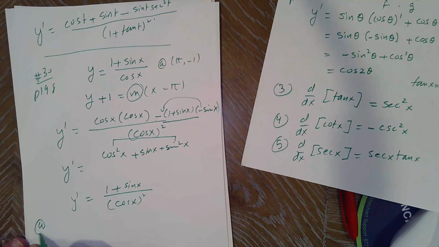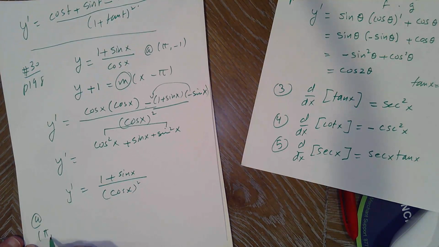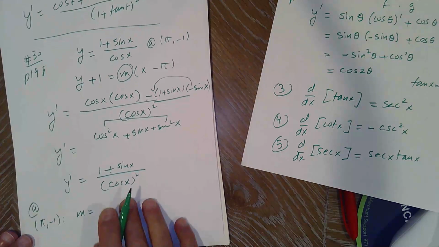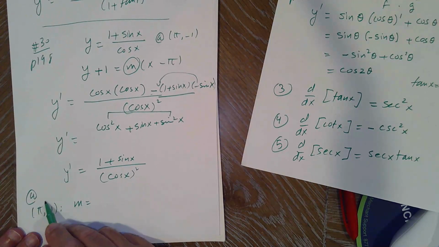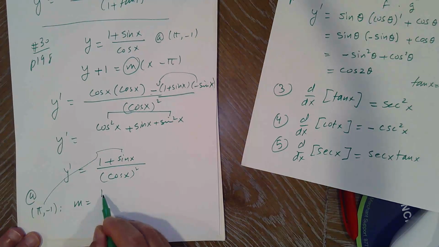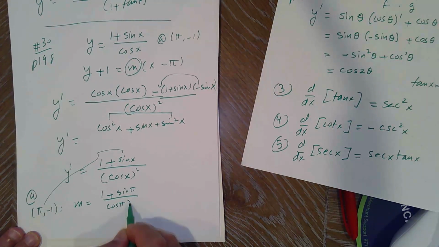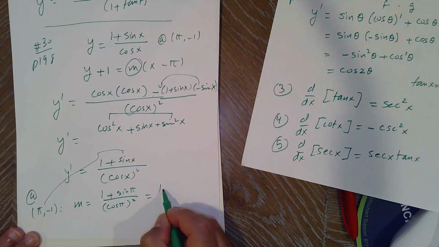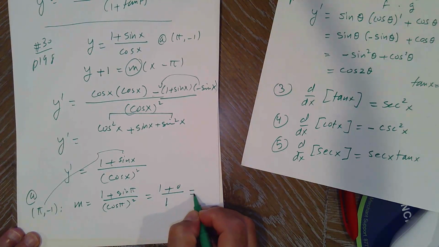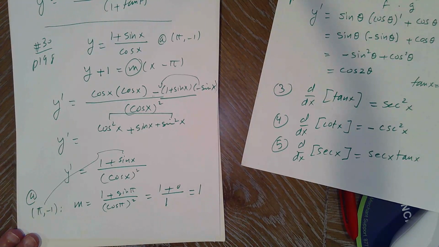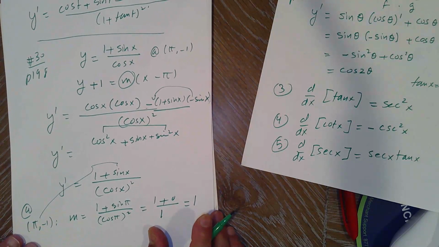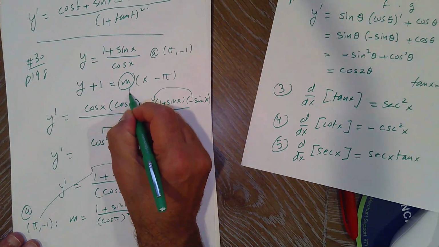M, so at the point pi, negative 1, is the slope of the tangent line to the curve at that point, but we just plug in the pi. Sine pi over cosine pi square. Sine pi is 0, cosine pi is negative 1. When you square it, it's 1, so the slope is 1. And now you go back, plug it in there, and you get your answer. Okay.